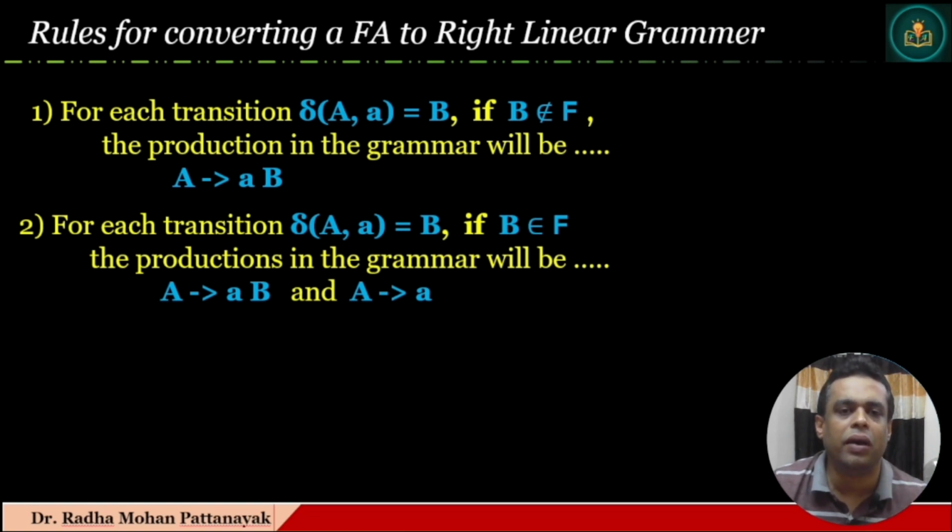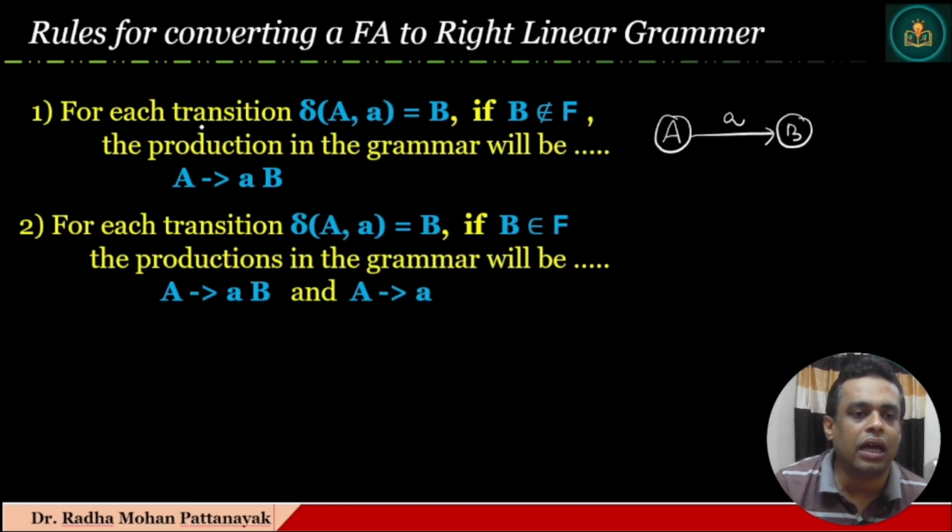Clear? So first of all, let's consider a transition in a finite automata with two non-final states, that is A and B, by considering the input terminal small a. Clear? So it is saying that for each transition delta(A, a) = B, the transition happened between two states, that is A and B, by considering the input terminal a. Clear? Where B, the reachable state, is a non-final state. B not belonging to F means it is a non-final state.